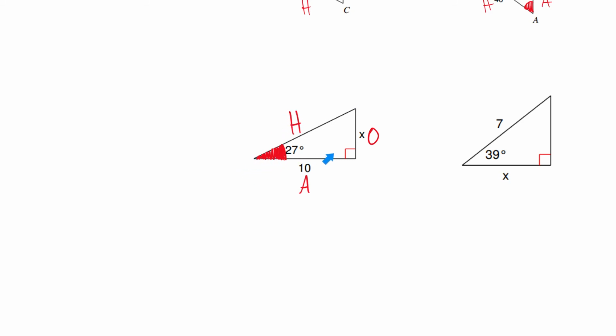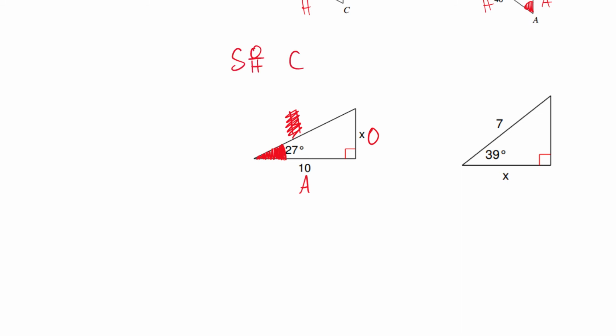The A I care about because I know how long it is. So that's going to help me solve the problem. So I definitely care about this one. The opposite side over here is the side that I'm looking for. So I definitely care about that one also. It's this one that really doesn't help me. So what I'm going to do is I'm just going to scribble that out and know that I'm not dealing with the H on this problem. I'm only dealing with the O and A on this one.